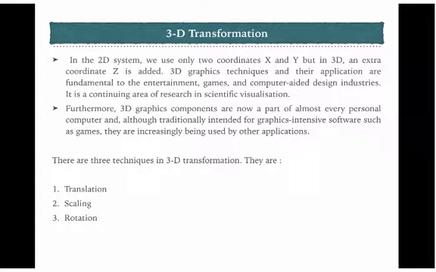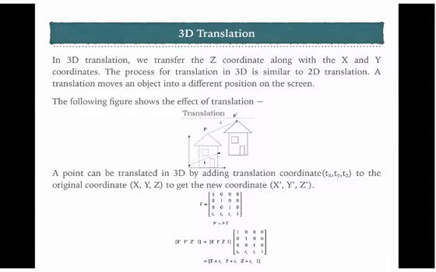There are three techniques in 3D transformations: translation, scaling, and rotation. 3D translation. In 3D translation, we transfer the z coordinate along with the x and y coordinates.